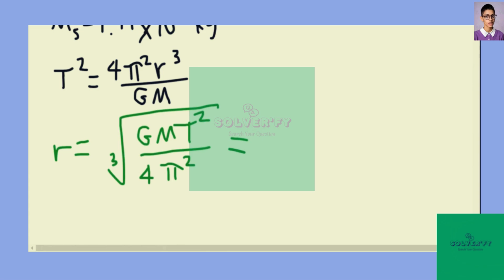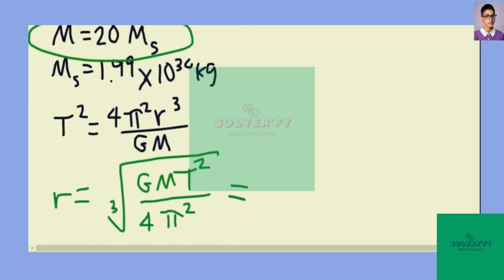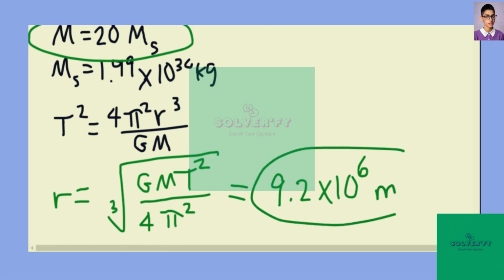Okay, that gives me, let's look at significant digits. 5.0, that's going to be 2 significant digits. So that's going to give me 9.2 times 10 to the 6th power meters.